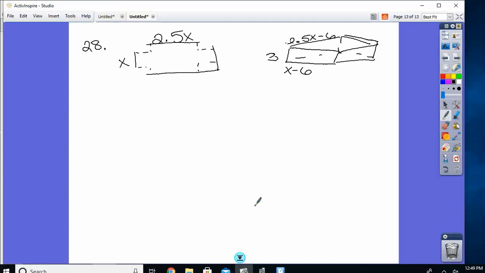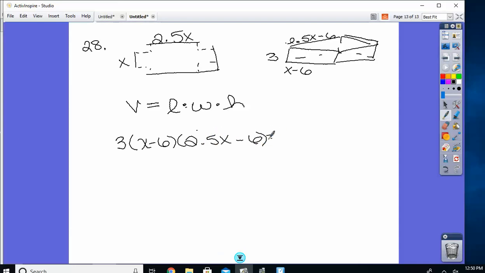How do you find volume of a box? Volume equals length times width times height. So if I multiply those, 3 times x minus 6 times 2.5x minus 6, that equals the volume, which we were told in the problem.